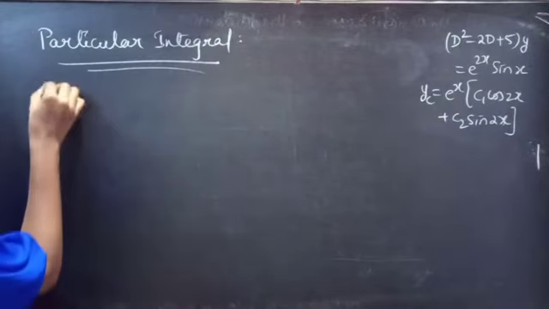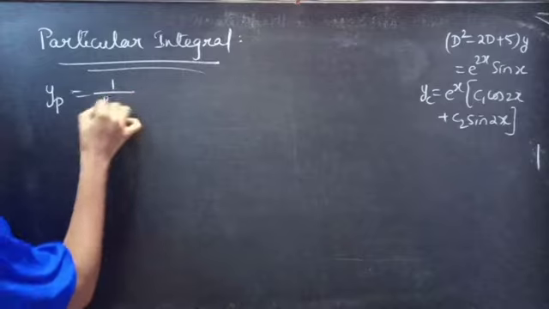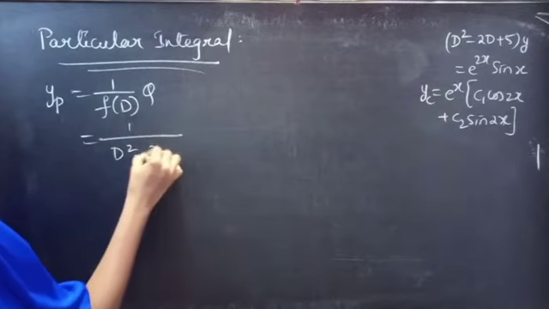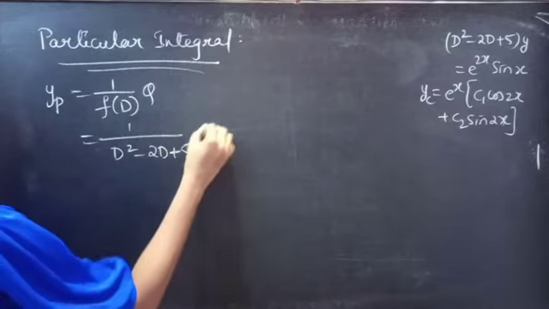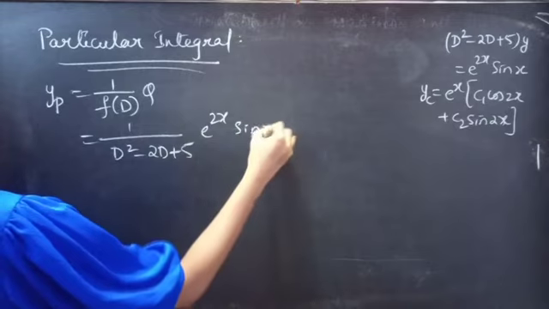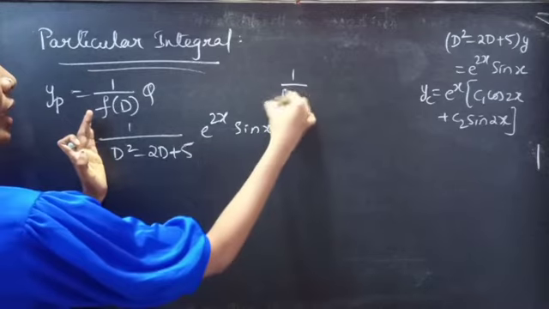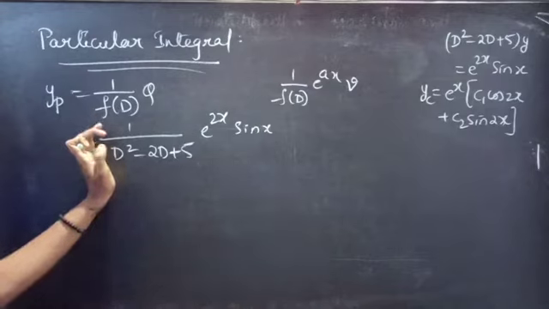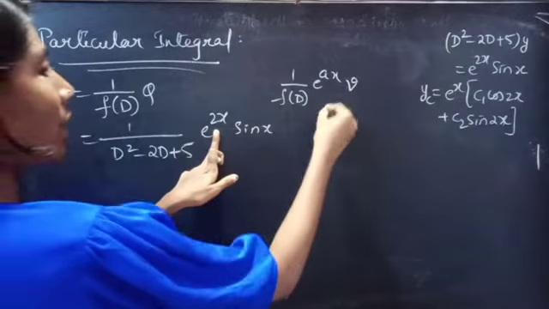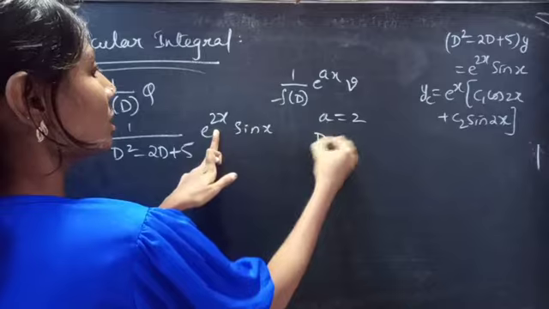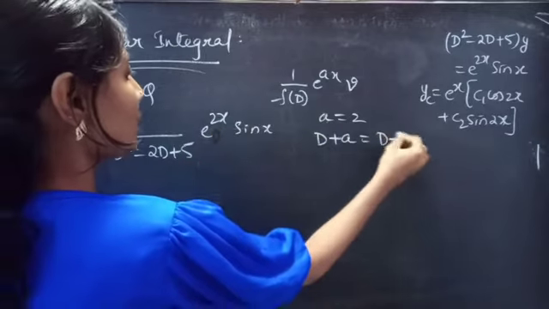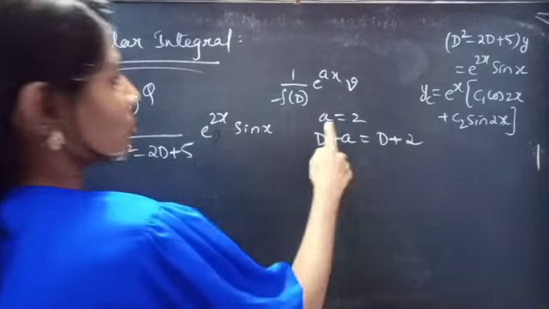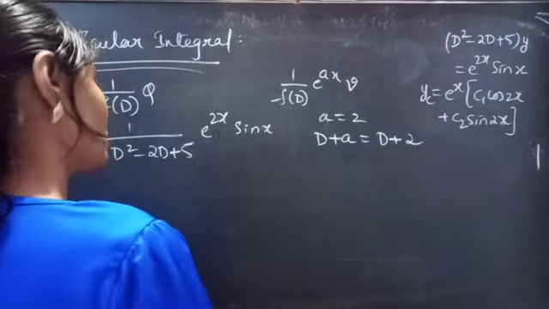We can find the particular integral using 1 by f of d into Q. We have f of d as d square minus 2d plus 5, and Q is e power 2x into sin x. This is of the form 1 by f of d into e power ax into v, right? Now compare e power 2x with e power ax, and for a equals 2, we need to find d plus a, which is given by d plus 2, right?